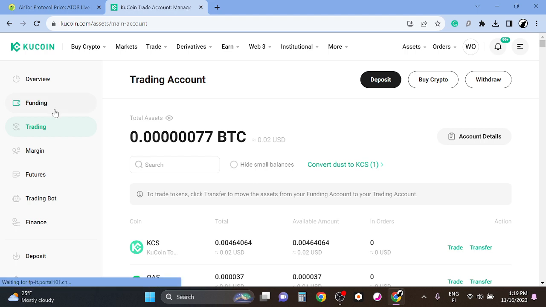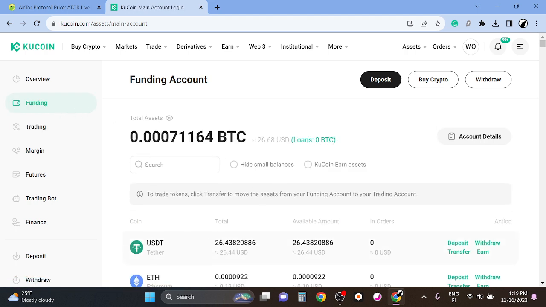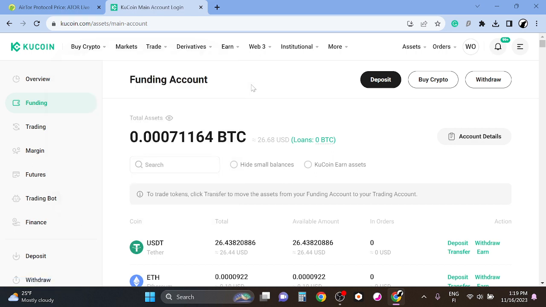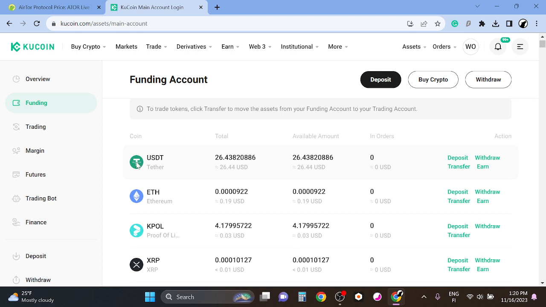Okay, so what you first need to do is get some funds to your account. So USDT is the stable coin we are going to use. So go to buy crypto, and then you can use any of these methods, but I usually use the fast trade. So basically you click here, fast trade, and then you buy it with your credit card. It's like buying anything online, and after you have bought it, the USDT will literally show up here. So that's how simple and easy it is.